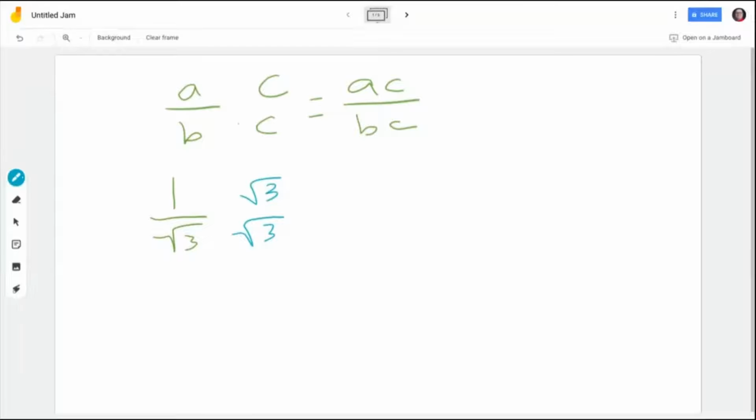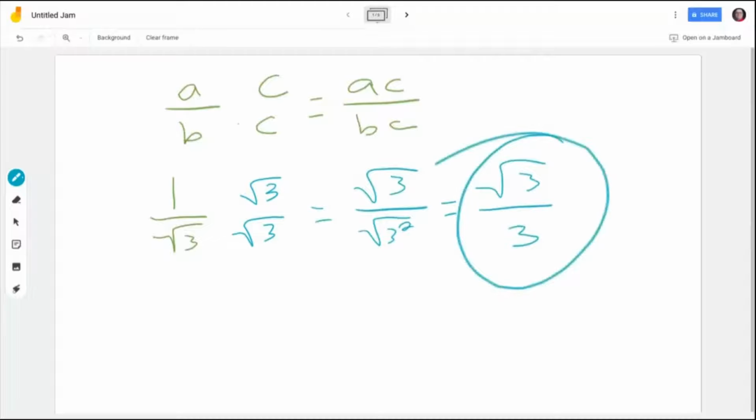Okay, and so what this is going to end up being is the square root of 3. Oh, I don't know why I put a minus there. Sorry for that. The square root of 3 in the numerator, because 1 times the square root of 3 is the square root of 3. And then in the denominator, what we're going to have is the square root of 3 squared, which is going to end up being just 3 if we simplify the radical like we just learned. And so now we have rationalized the denominator. The denominator does not have a radical in it.